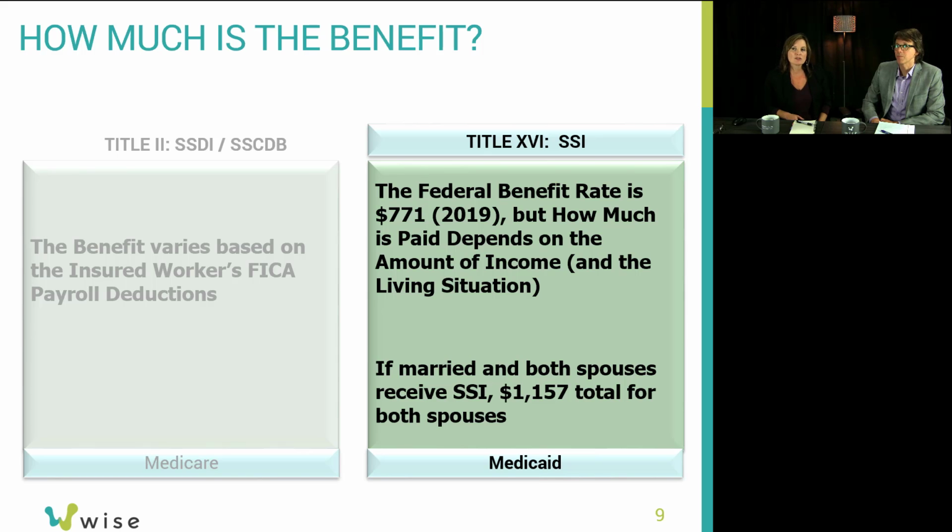But how much is paid depends on the amount of income that the individual is receiving or the couple is receiving, as well as the living situation. And the reason for this is that supplemental security income is intended to provide individuals with the means to take care of their basic needs. And if they have other monies or other supports in taking care of their basic needs, then that's going to start to impact the check amount.